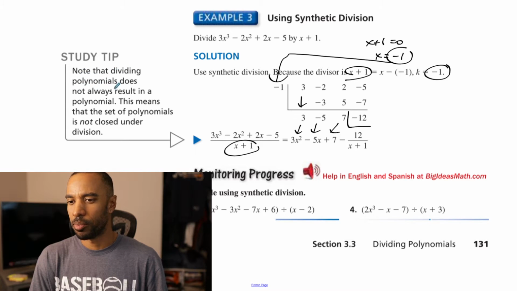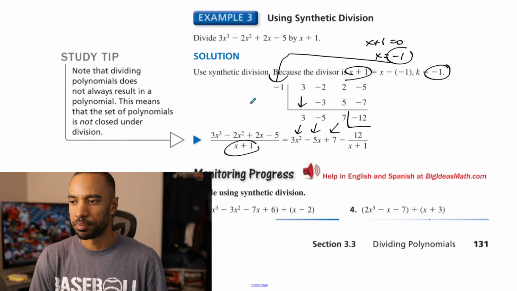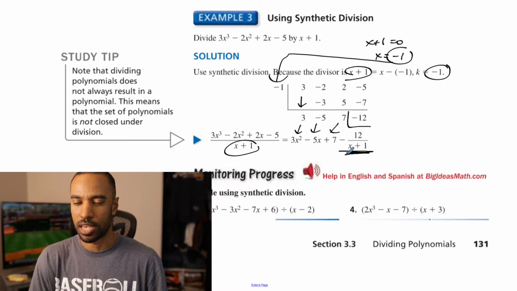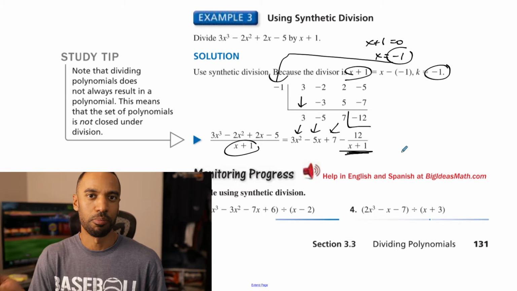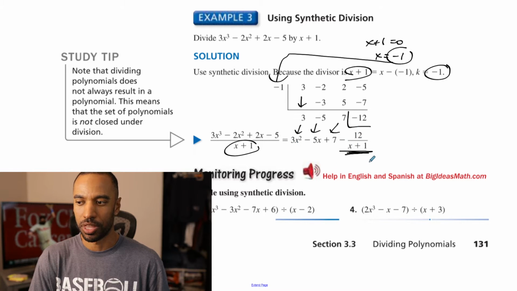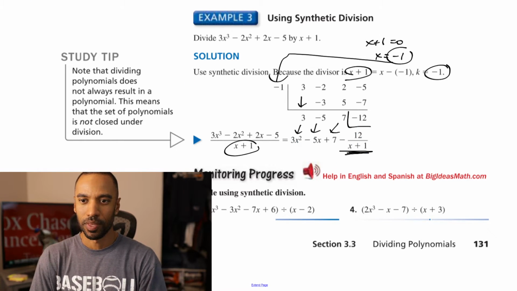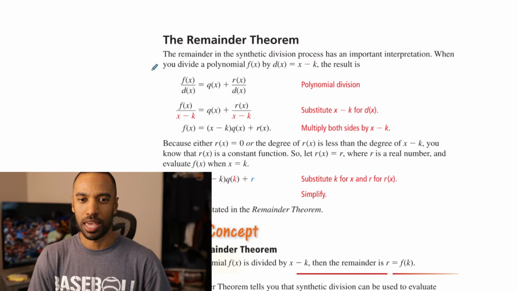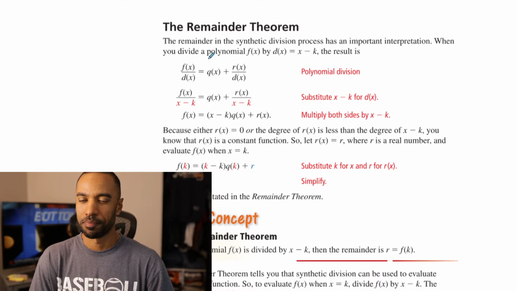Note that dividing polynomials does not always result in a polynomial. This means that the set of polynomials is not closed under division. Remember, this isn't a polynomial. As long as you have a remainder, it's not a true polynomial, right? The quotient's a polynomial, but the remainder with the whole thing makes it non-polynomial. Anyway, let's keep moving forward into what they want to talk about, which is the remainder theorem.